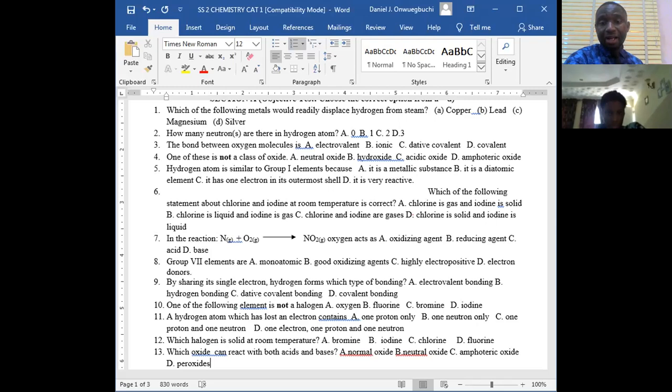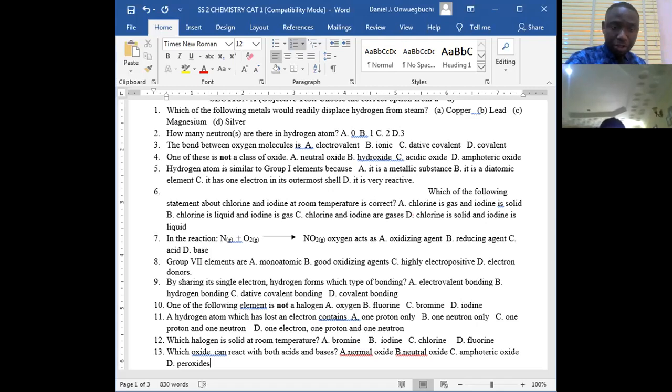Amphoteric oxides are both basic and acidic. They have the characteristics of basic oxides and acidic oxides. But neutral oxides are neither acidic nor basic. So they are neutral. An example is CO. Okay, so number four, which of the following is not a class of oxide? Hydroxide, good. Hydroxide is under basic oxide.